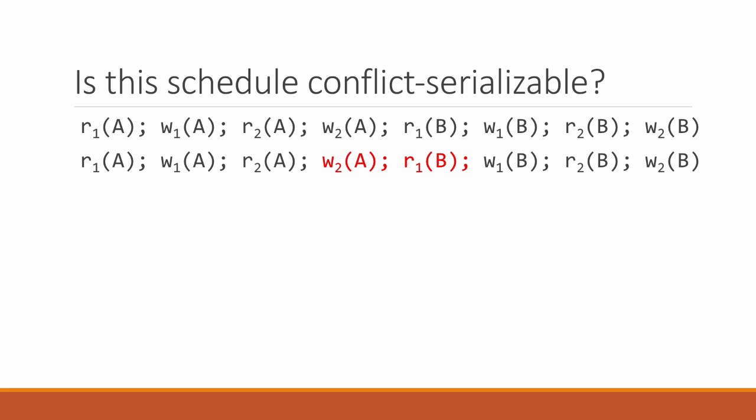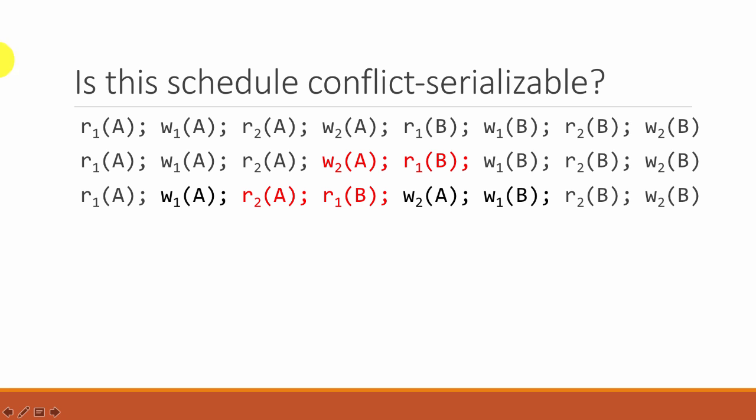So for instance, let's look at the action pair that I've denoted in red here. This is transaction 2 trying to write to A and transaction 1 trying to read from B. Do these two actions conflict? No. They affect different objects, so they can't conflict with each other. So what I'm going to do is swap these two. So I've swapped them, and now it's R1B, W2A.